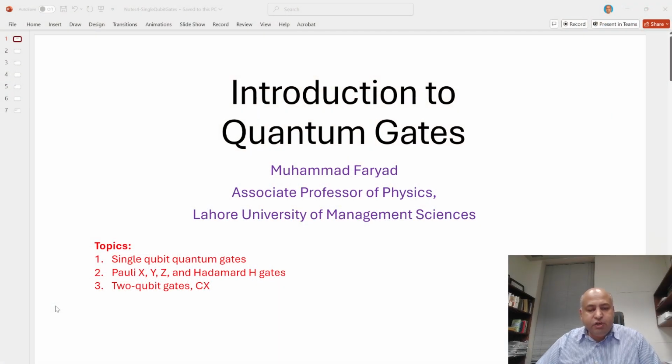So, in this session, I will try to give a very simple introduction to quantum gates, both for operations on single qubits, which are called single qubit quantum gates, and also two qubit quantum gates. Especially, we will focus on a very ubiquitous and important quantum gate on two qubits, which is called the control X or control NOT quantum gate. So let's start with single qubit quantum gates.